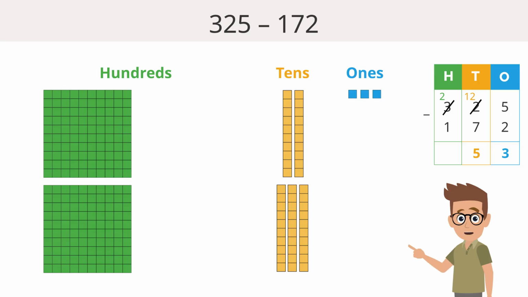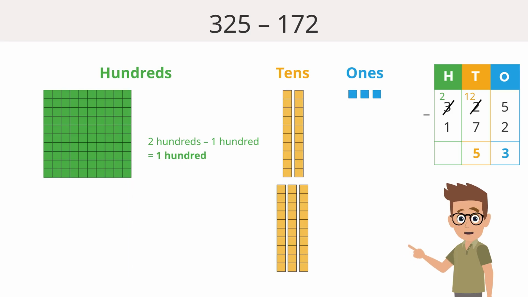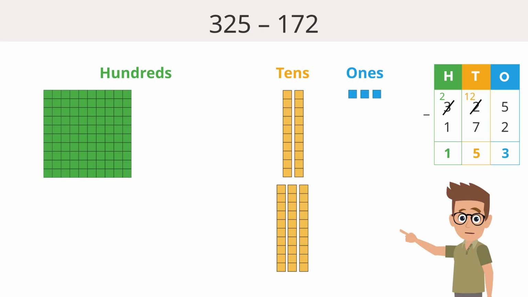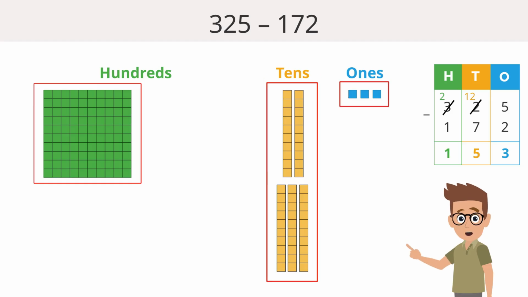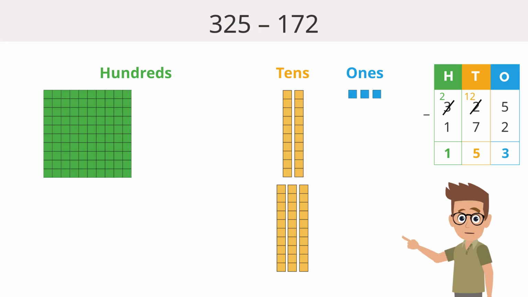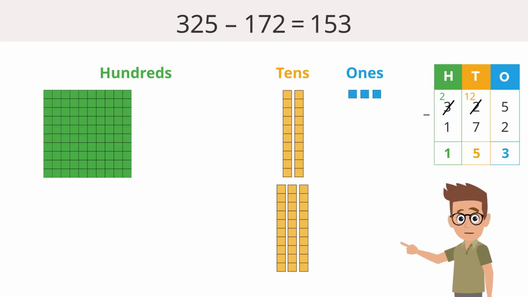Finally, we subtract the hundreds. After regrouping, we have 2 hundreds left. 2 hundreds minus 1 hundred equals 1 hundred. We have 1 hundred left. After subtracting, we have 1 hundred, 5 tens, and 3 ones left. So, 325 minus 172 is equal to 153.